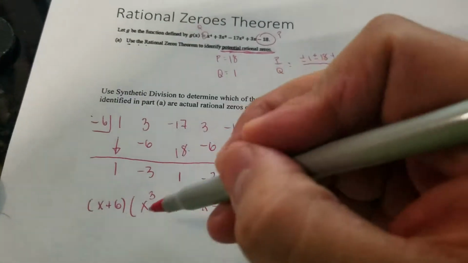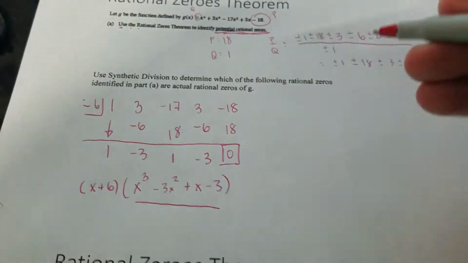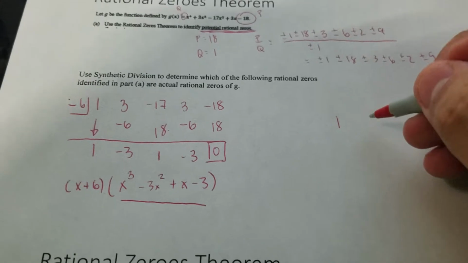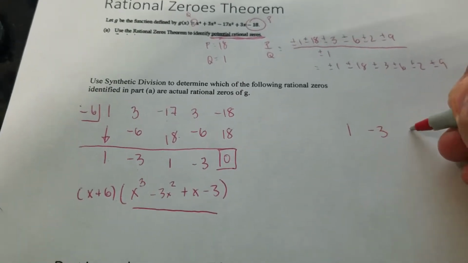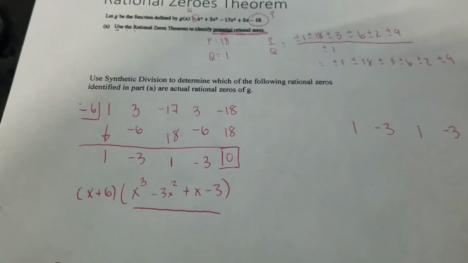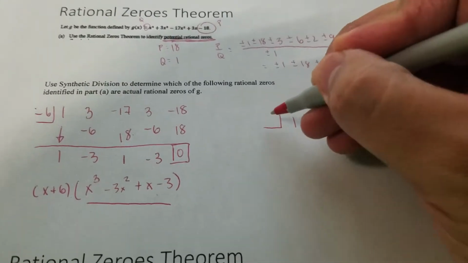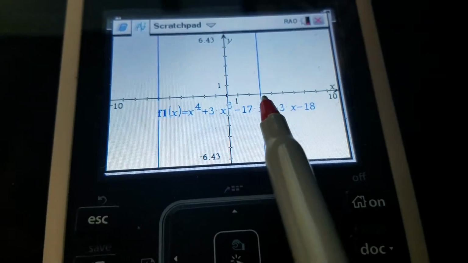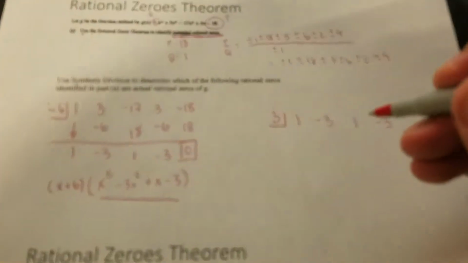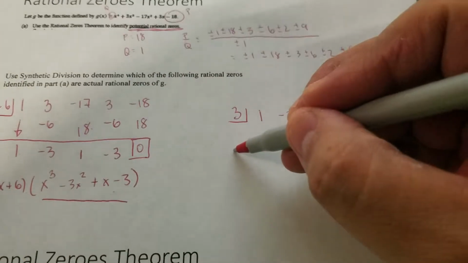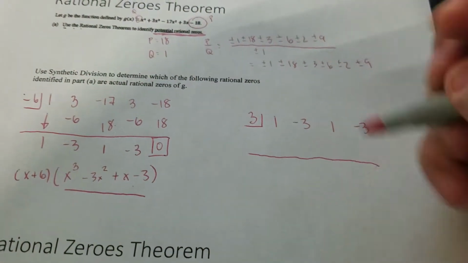So I'm going to use this now as my basis. So the 1, negative 3, positive 1, and negative 3. Okay, again, I got these values from here. And now I'm going to divide by positive 3, because that's where I crossed the x-axis at positive 3. So again, I should expect a remainder of 0. So I'm going to go ahead and do the math here.